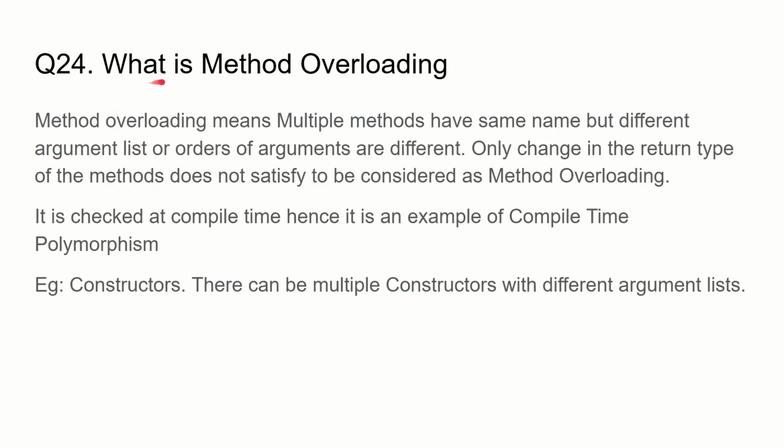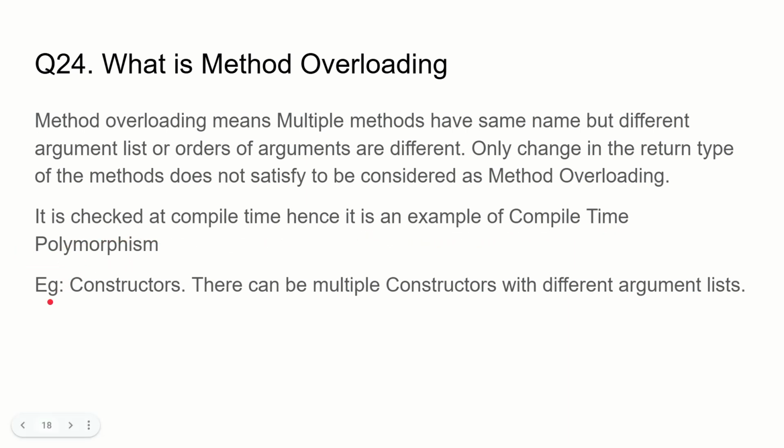The next and one of the most important questions is, what is method overloading? So method overloading means multiple methods have the same name but different argument lists, or the order of arguments is different. Only a change in the return type of the method does not satisfy the condition to be considered as method overloading. So there should be a change in the data type of the parameters, or they should be arranged in different orders. If only the return type changes, it won't be considered proper method overloading. It is checked at compile time, hence it is an example of compile time polymorphism.